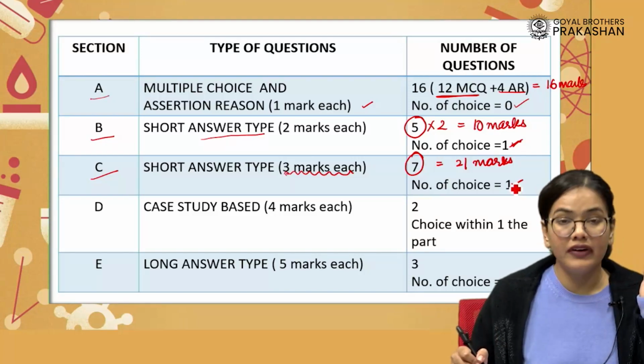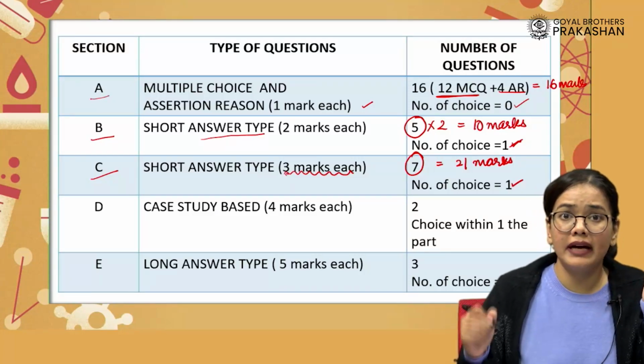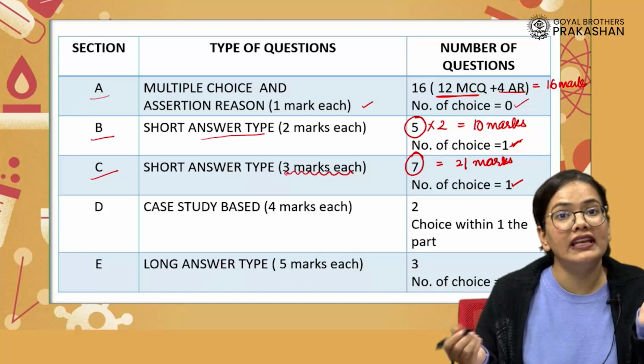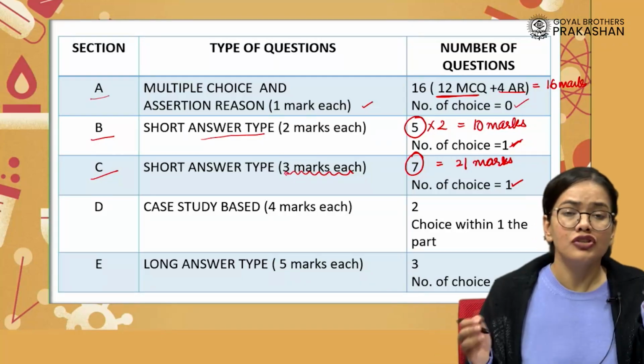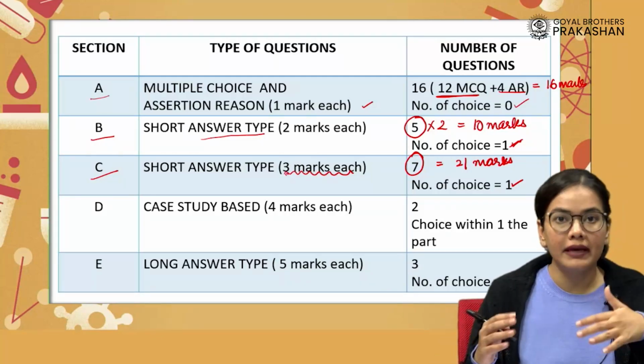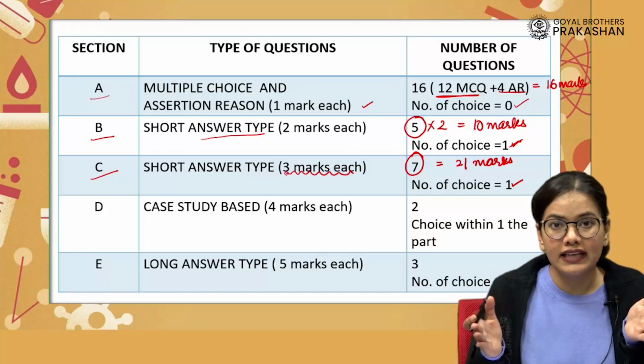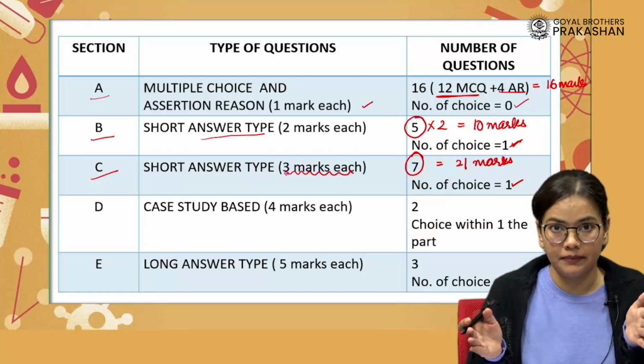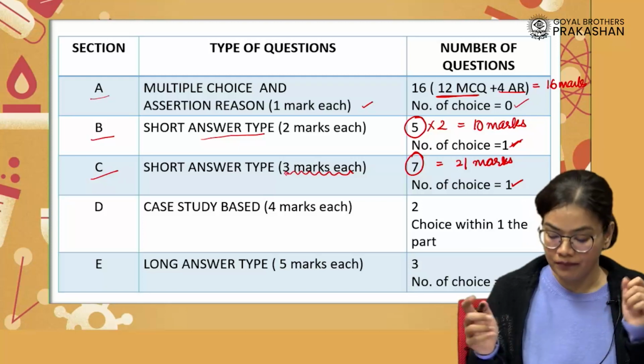See, here you are provided 1 choice in section C. There might be a case where they don't provide you any choice in section C. Okay. So that you have to look into the paper, and that thing you have to decide within your 15 minutes time. Okay. We will share that thing also.